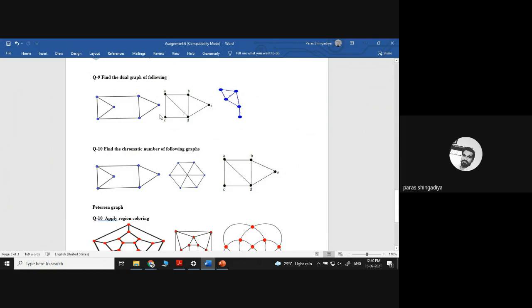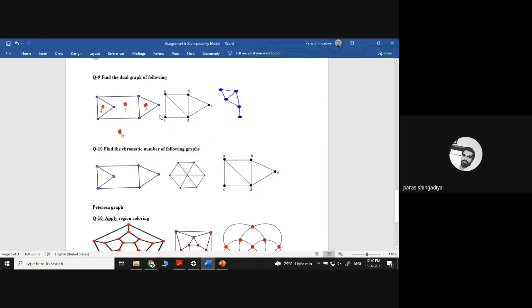There are simple steps you have to follow. First, your graph should be planar to make a dual graph. Second, we put one vertex inside each region of the given graph. Also consider the exterior region. Place one vertex in each region, that is 1, 2, 3, and 4.